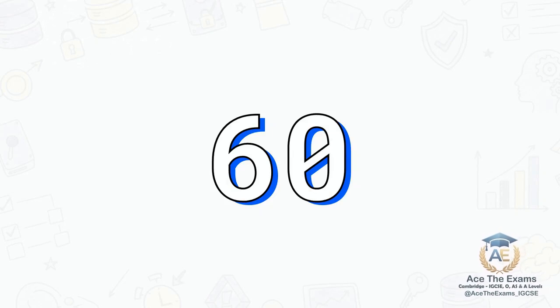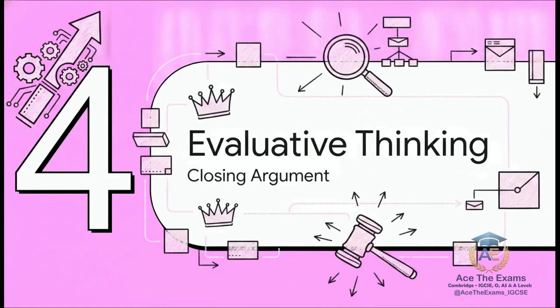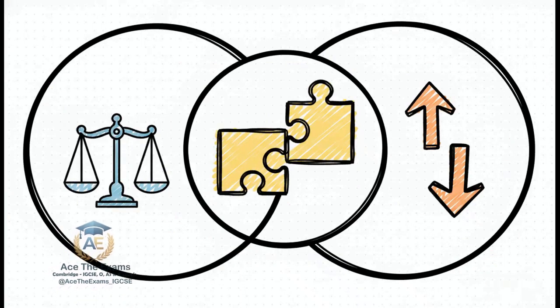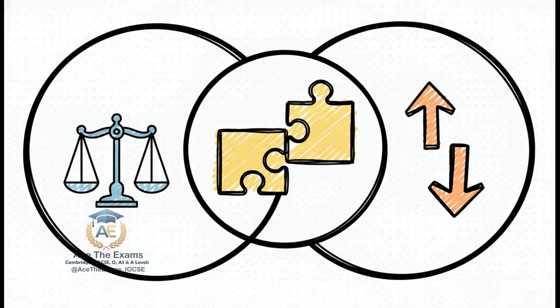All right, Section 4, this is the pinnacle, evaluative thinking. This is rule number 1 of our final system, command word decoding. When an exam question uses the command word compare, say comparing data validation and data verification, you must explicitly identify both the similarities and the differences.